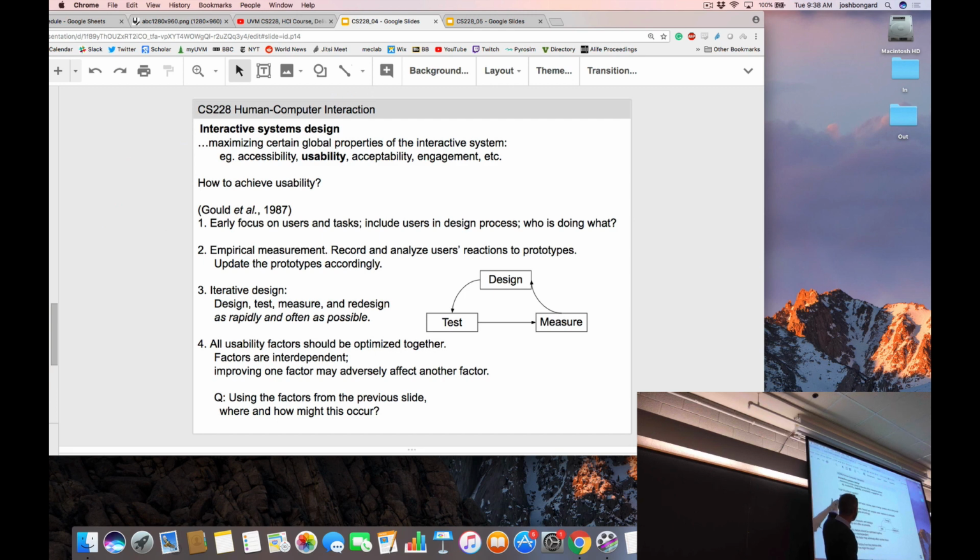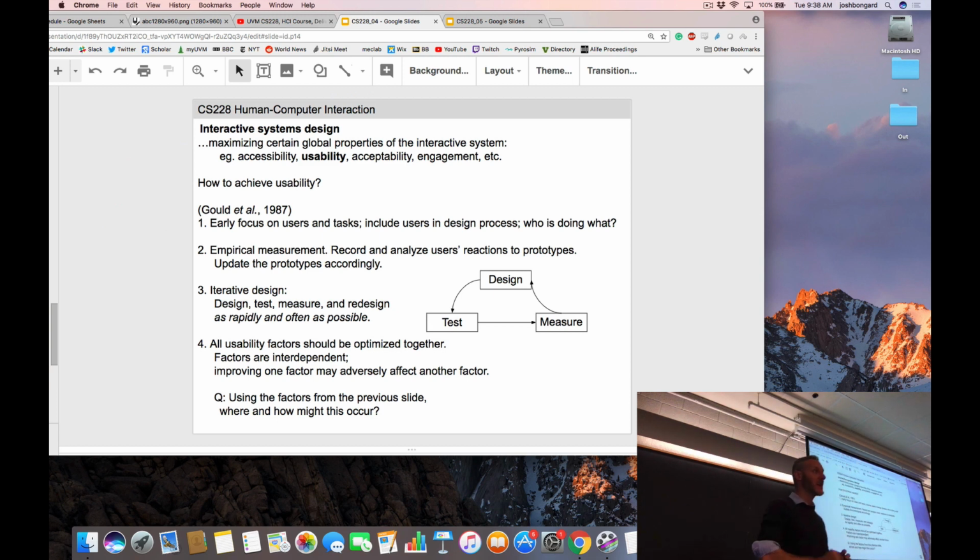As we've already seen in our star picture before, early focus on users and their tasks, right? Before we start to dive into the technology, focus on P, A, and C, and only then start to sketch out T. Empirical measurement: record and analyze your users' reactions to the prototype and update the prototypes accordingly. This is actually a very creative part of HCI.